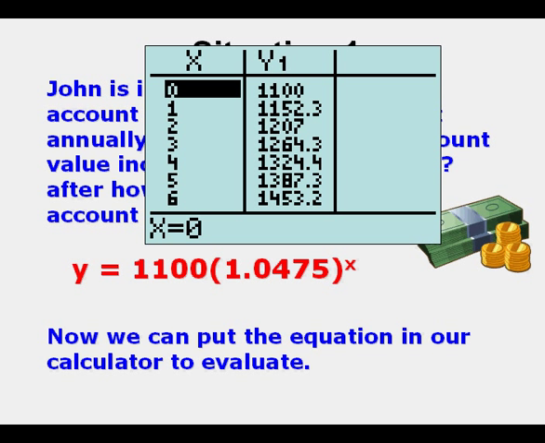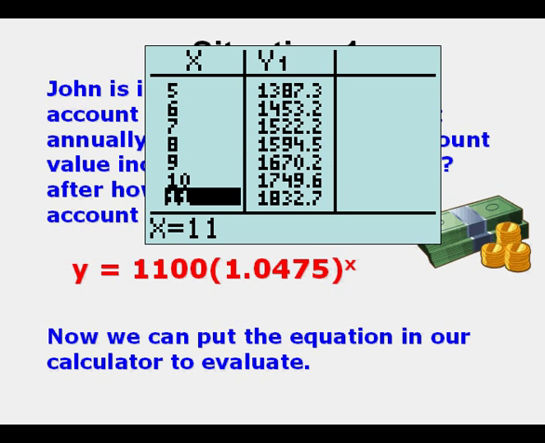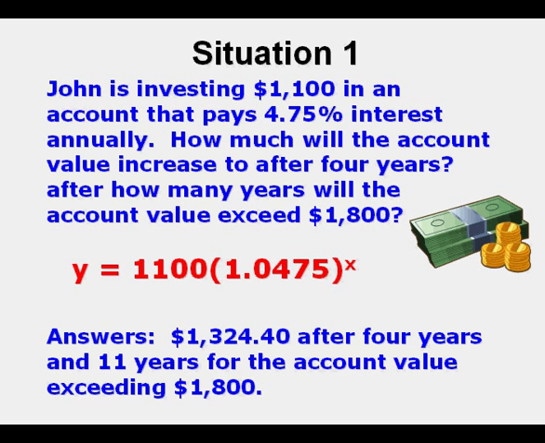Now we go to our table view, by pressing second graph, and we can go down to 4 years because it asks for 4 years, and we can see that after 4 years, the account value is going to be $1,324.40. And to get John's account value to at least $1,800, we need to scroll down to 11 years, and we can see that at 11 years the account value is in fact over $1,800. And therefore, the answers are $1,324.40 after 4 years and 11 years for the account value exceeding $1,800.